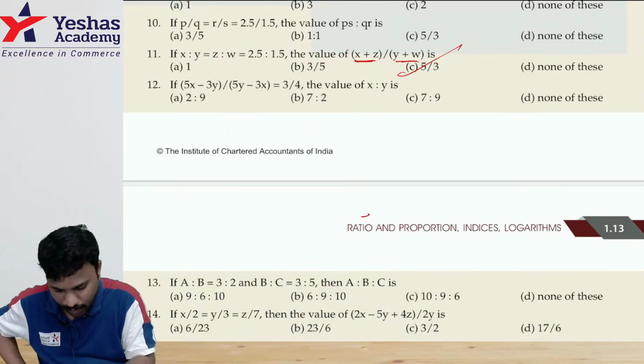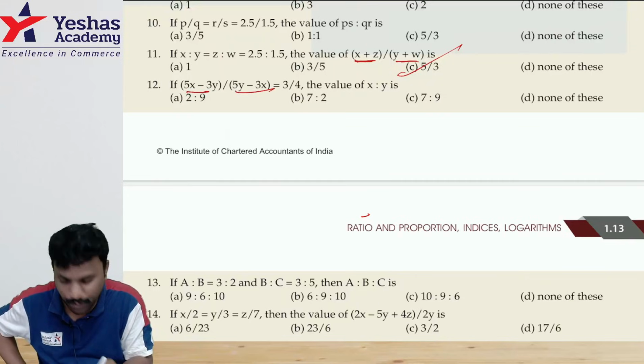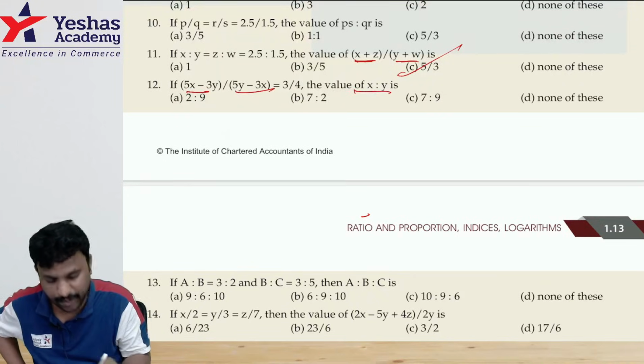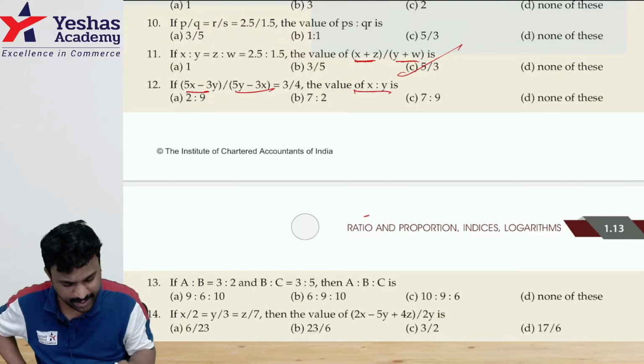It is question number 12. What is it that they've said? They have said this ratio is 3 by 4. They're asking us to find the value of x is to y. Guys, where is x is to y?